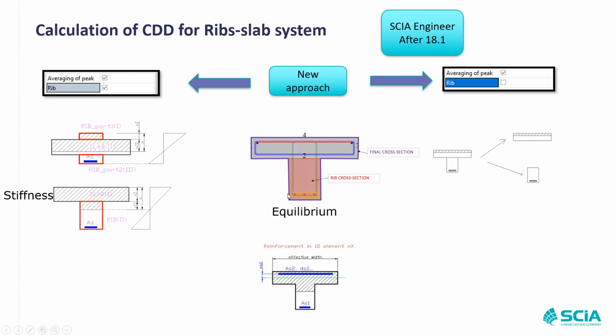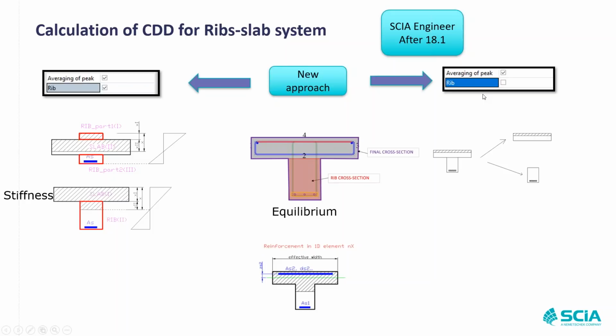In fact, SCIA will always look at the intersection between the beam and the slab, and in the background, SCIA will generate a kind of equivalent cross-section to handle the issue of the stiffnesses between the 1D and the 2D. And if you go today and click on the CDD command, you will find the property window of the CDD calculation. In the property window, you will have this tick box, rib. So basically, you have today two scenarios depending on your decision.